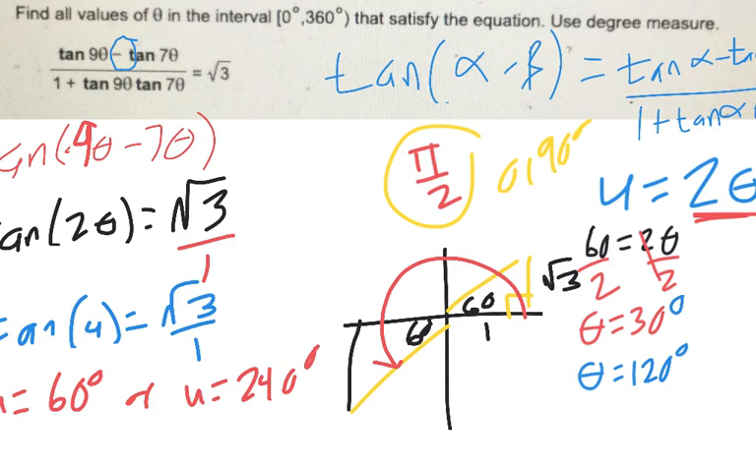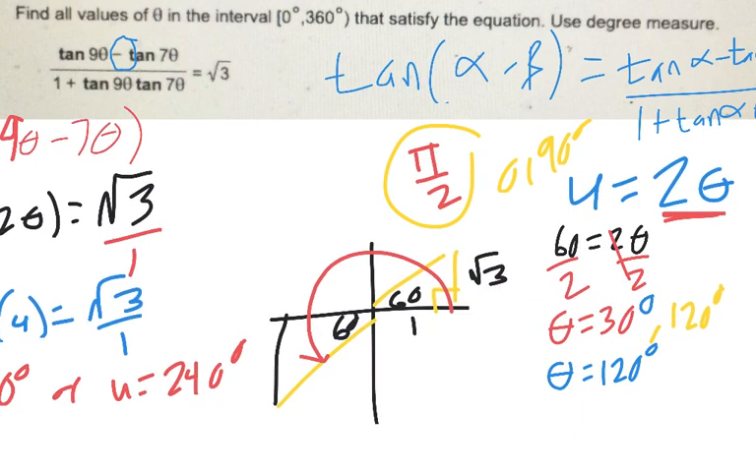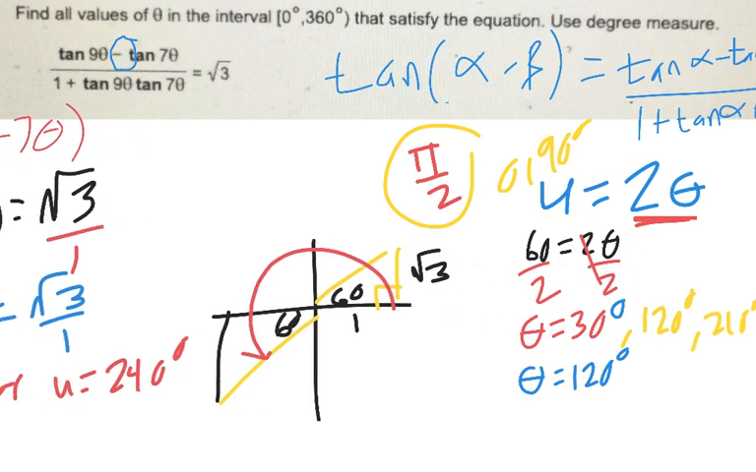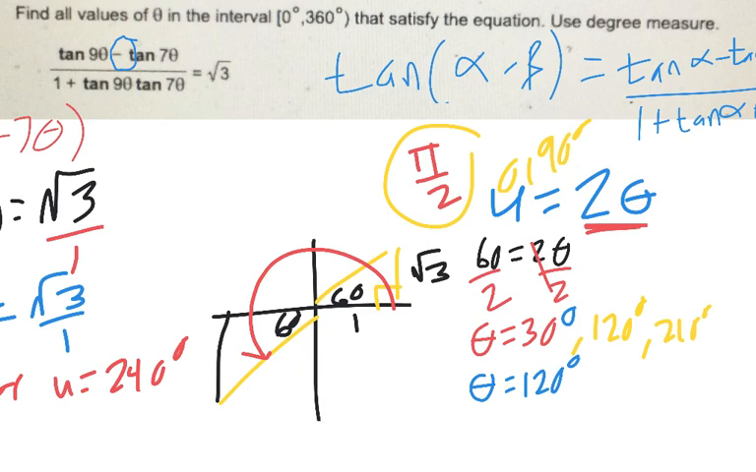So I need to see if I add 90 to 30, that would give me 120. And then if I add 90 to 120, that's an answer of 210. And if I add 90 to 210, that would be an answer of 300. And if I add 90 to 300, that gives me 390. Well, 390 is not between 0 and 360. So my answer set would be right here: 30, 120, 210, and 300.